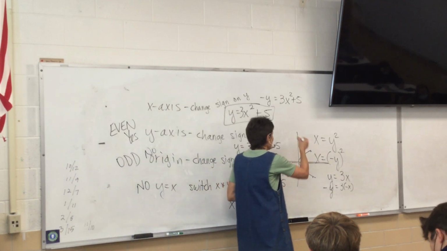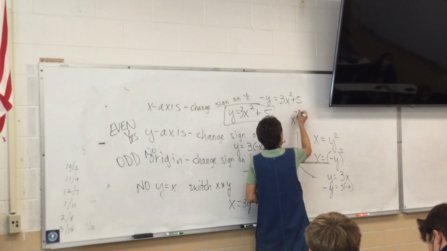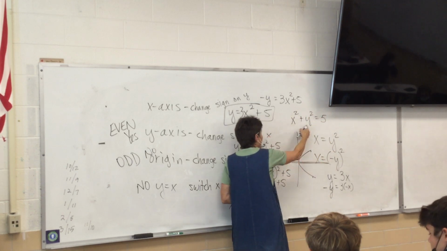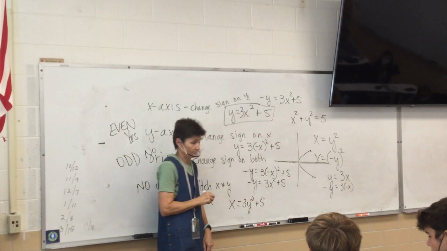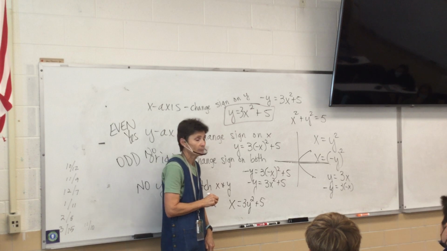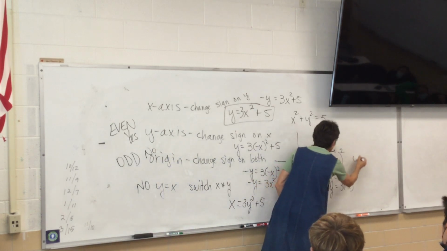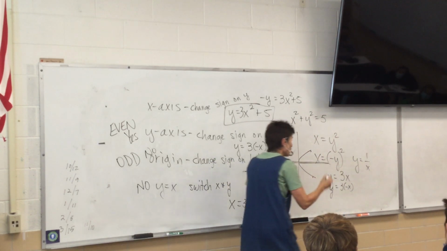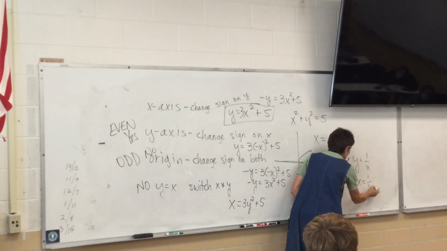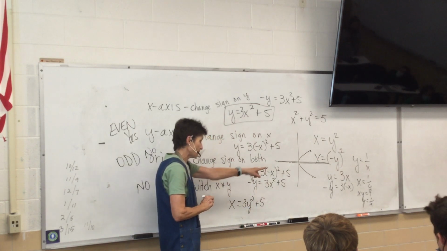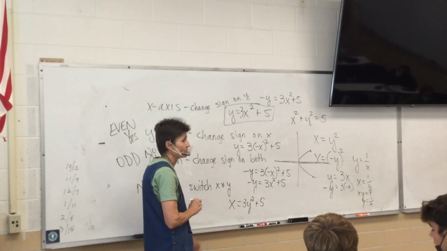Here's one, look at this one for a minute. What if we had x squared plus y squared equals 5? What would happen if we switched those? Same equation? Or this is another one, y equals 1 over x. What happens if we switch those? I know at first glance you think they're different, but aren't they really the same? So that's another example of one that has symmetry to the identity line.